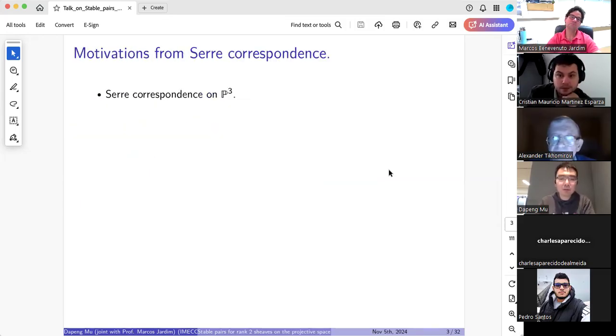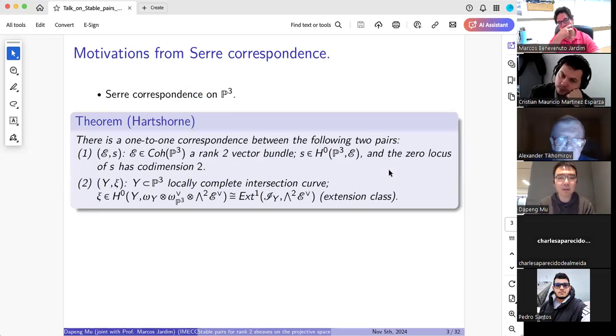Let me start with the first one, the motivation. Let me start from the Serre correspondence. I will start with Hartshorne's theorem about the Serre correspondence on P3. The theorem says there's a one-to-one correspondence between the following 2 pairs. The first pair consists of a rank 2 vector bundle, I call it E, with a section. We also require that the 0 locus of the section has codimension 2, so the 0 locus is a curve. The second pair consists of a locally complete intersection curve with some extension class.